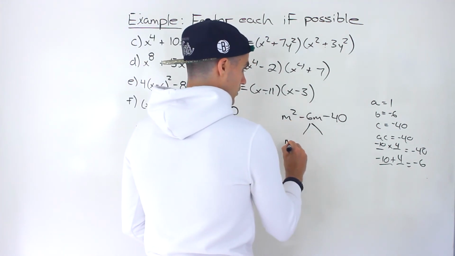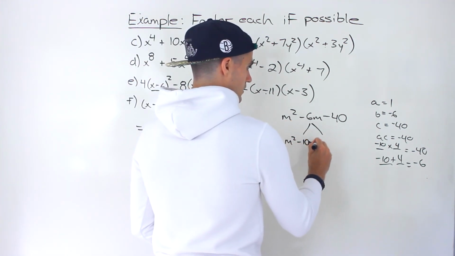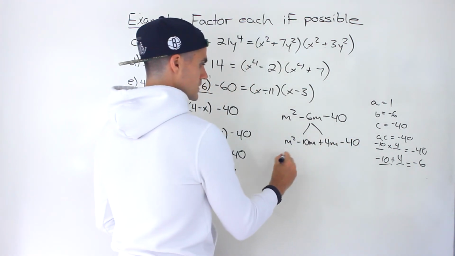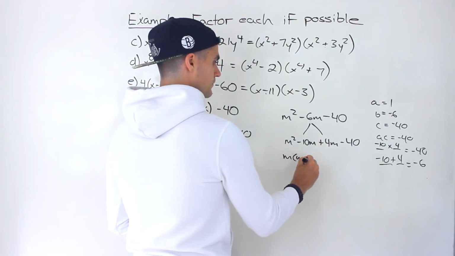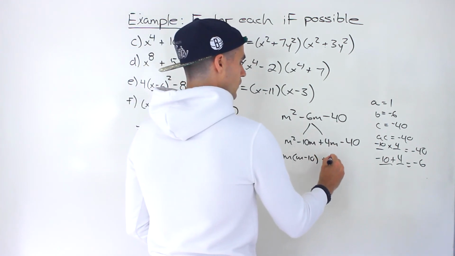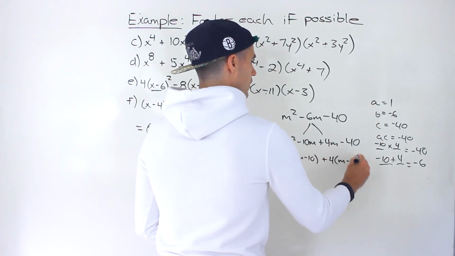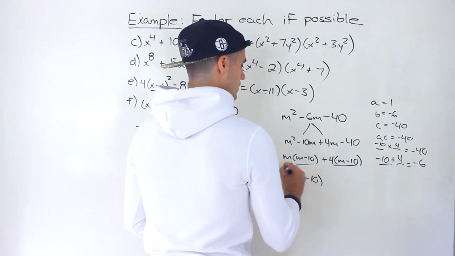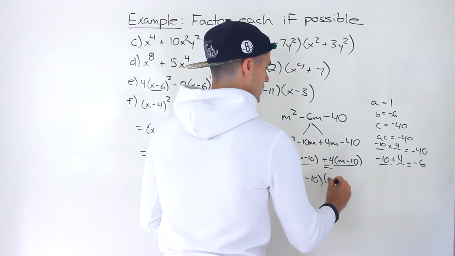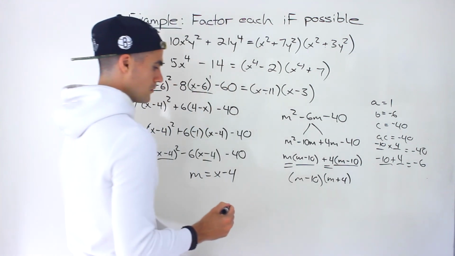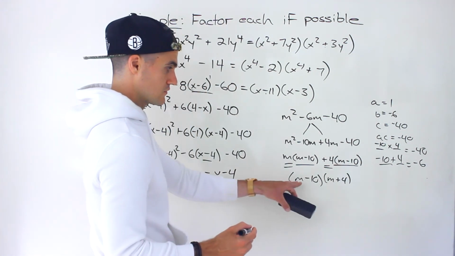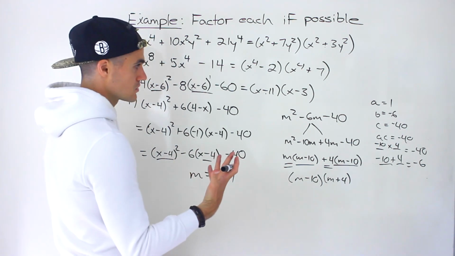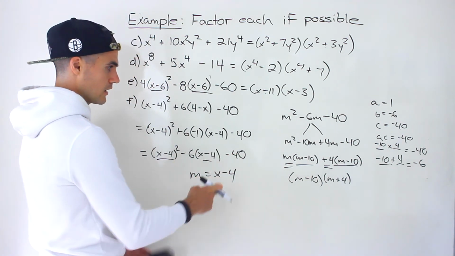So then decompose like that. From these two, we could take out an m. From these two, we could take out a 4. Then we could take out an m minus 10, left with m plus 4, like that. But then remember, it's not in terms of m, it's in terms of x, so the final answer has to be in terms of x. So we let m equal x minus 4.